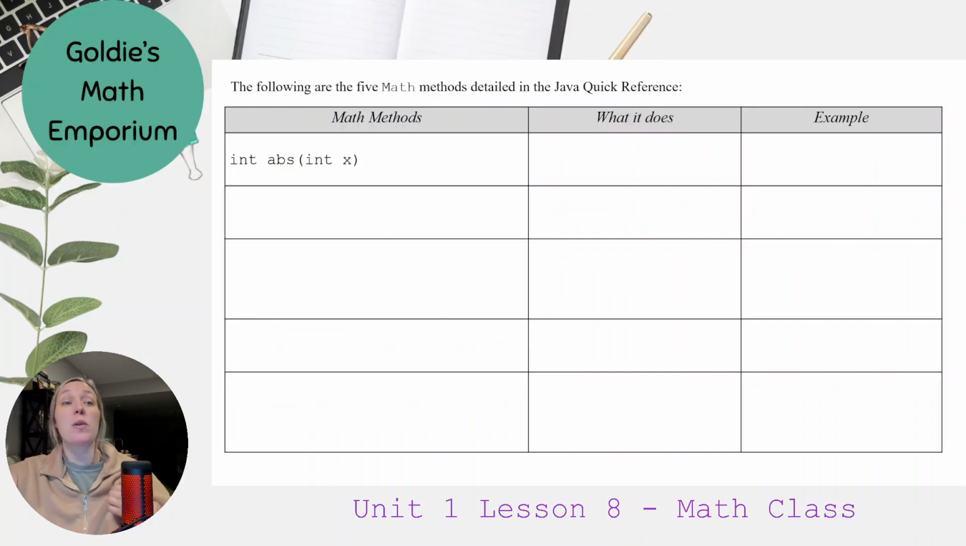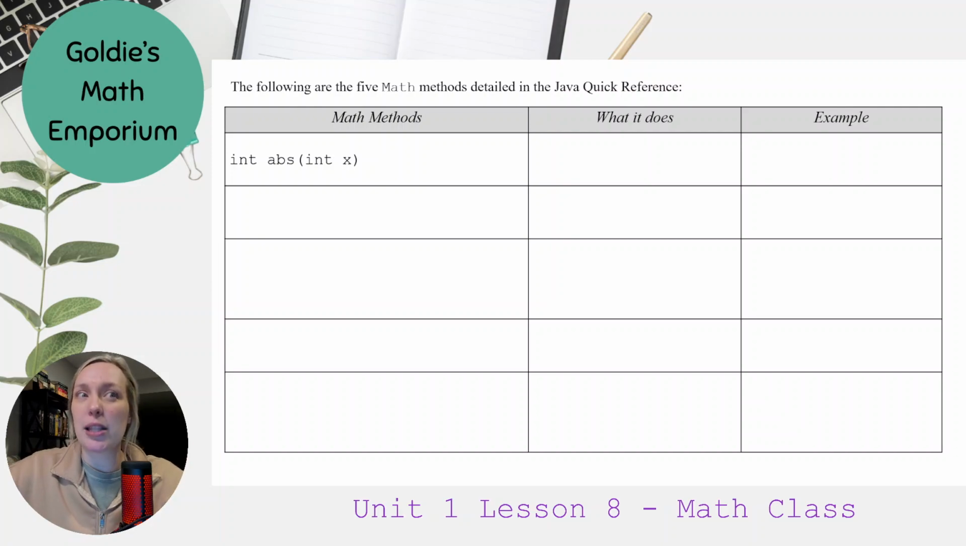Okay. So here are the 5 that are detailed in your Java Quick Reference, that kind of formula sheet that you can use on the AP exam. These are listed there. So you don't necessarily have to have them memorized in that sense, but you should know what they are and be able to easily trace and use them in your program.